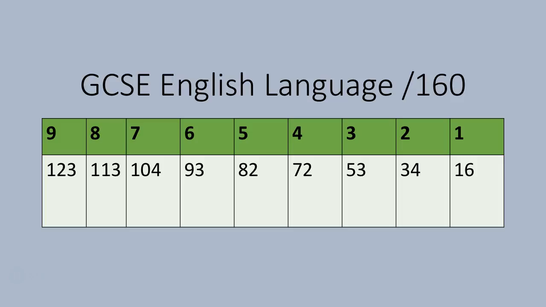But these are the grade boundaries for English language, and just interesting to know that you're looking at about half marks for the sort of 5, and then up it goes from there, and no real shocks apart from the fact that the 9 is very high, and much higher than the previous A star on the old exams. But again, we knew that, didn't we?